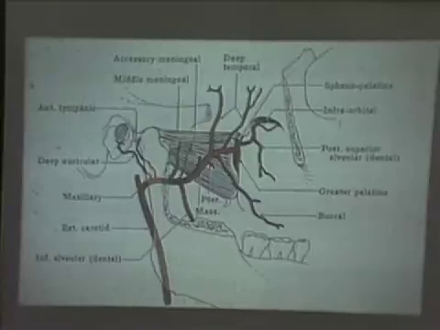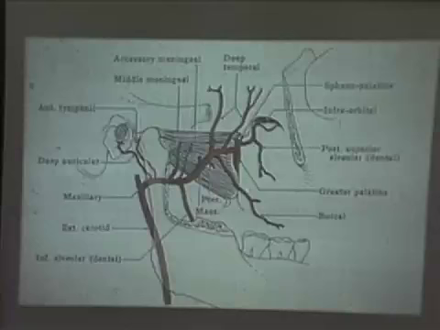Branches of it that you would be interested in are mainly going to be the sphenopalatine artery supplying the area of the nose and then coming down into the palate, and the greater palatine artery, which is going to travel downward. You can see it drawn in here and pass into the palate posteriorly.